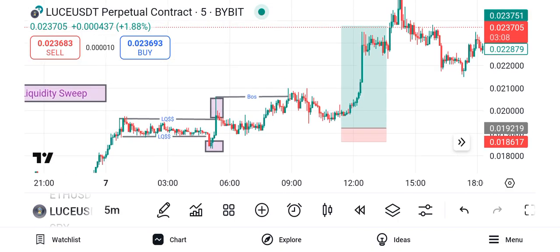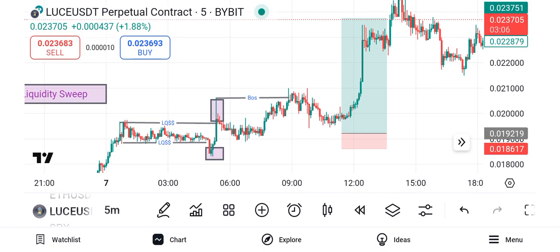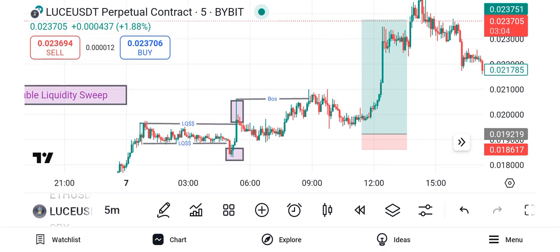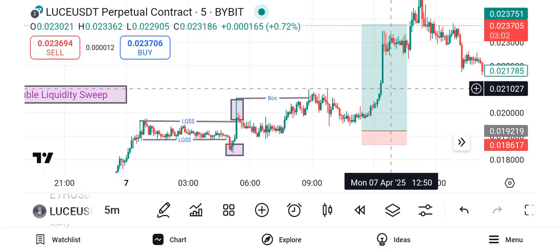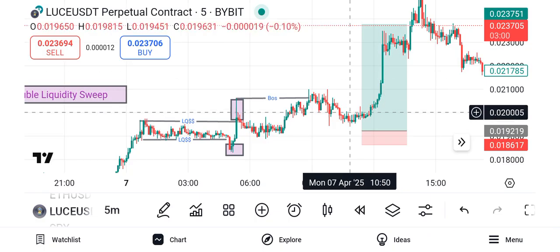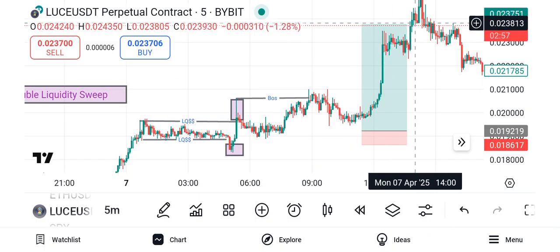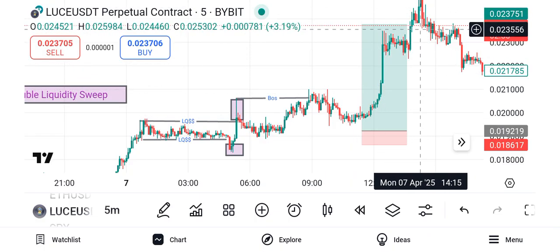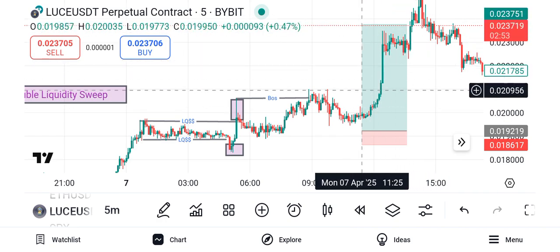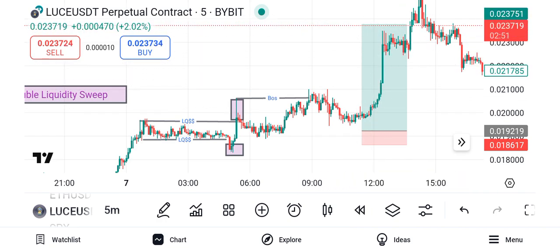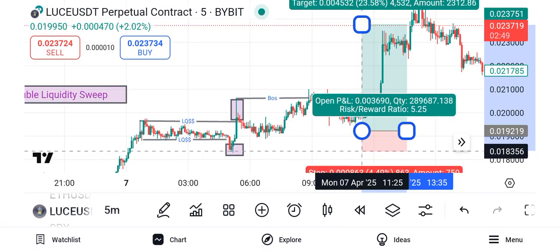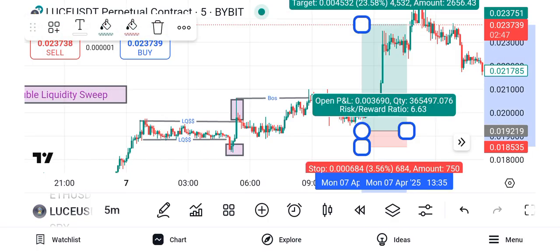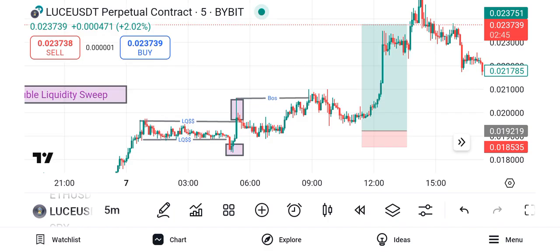I gave this signal on my Telegram signal group, and we were able to call this move right here. All this move, we were able to catch this. Now, this is what a double liquidity looks like, or this is how to trade the double liquidity sweep.